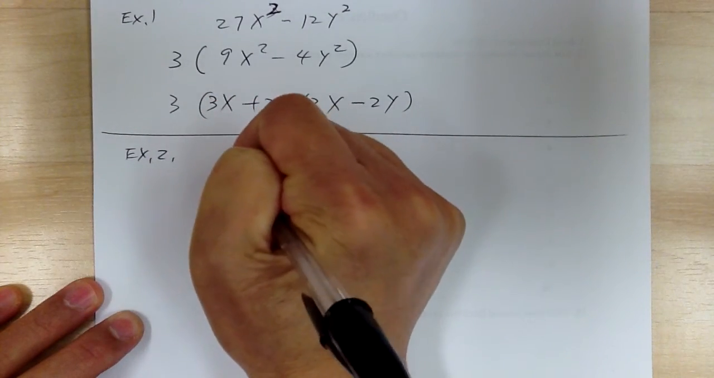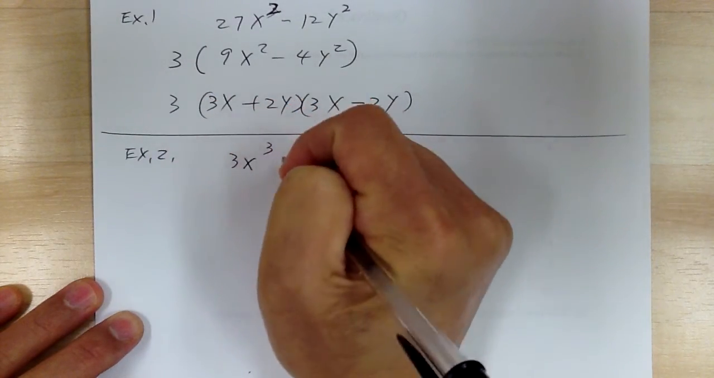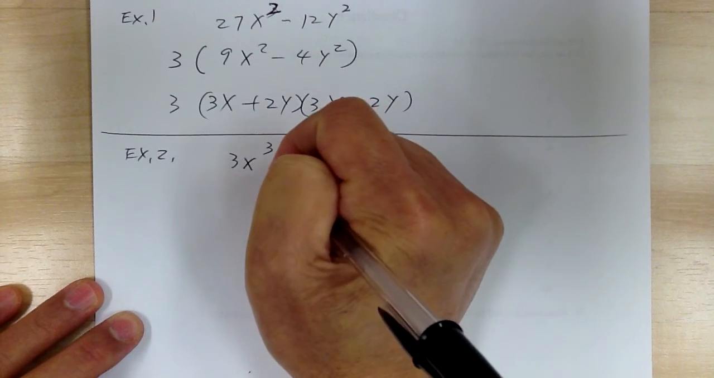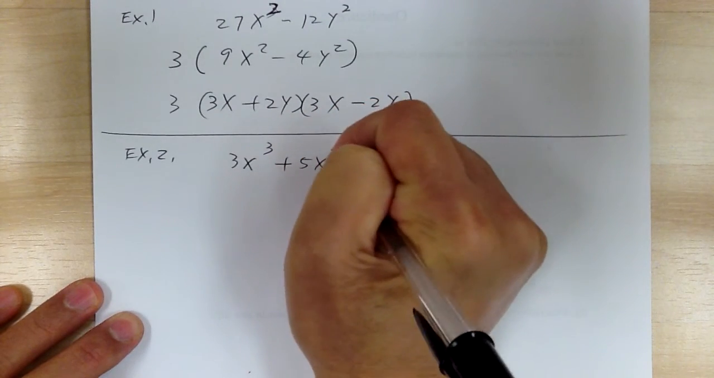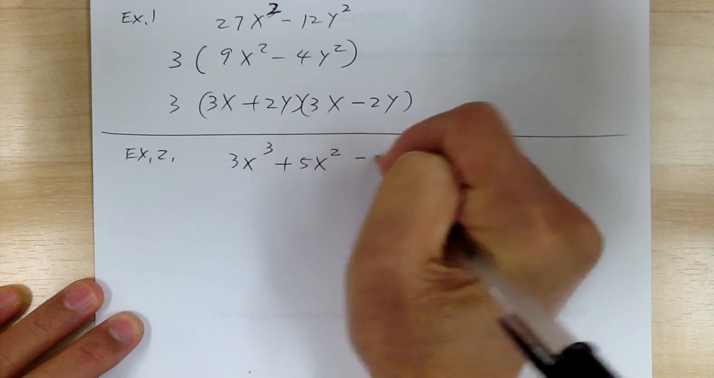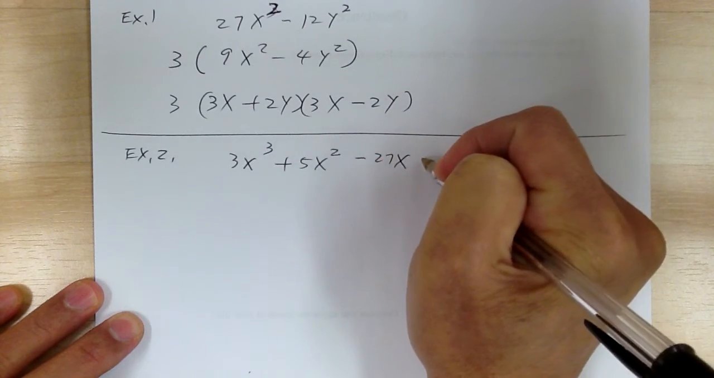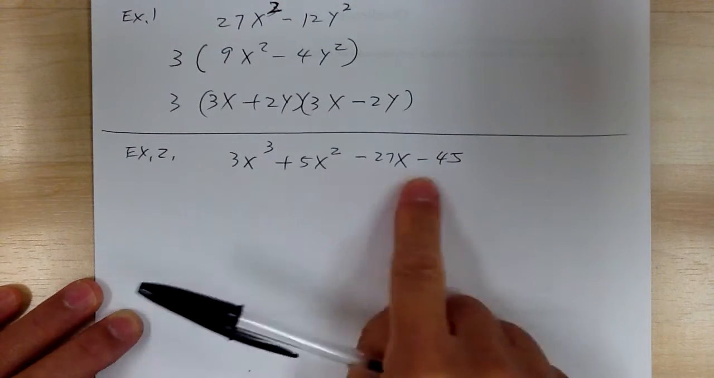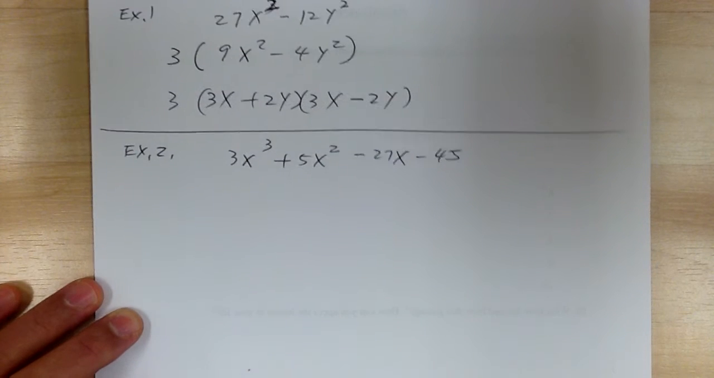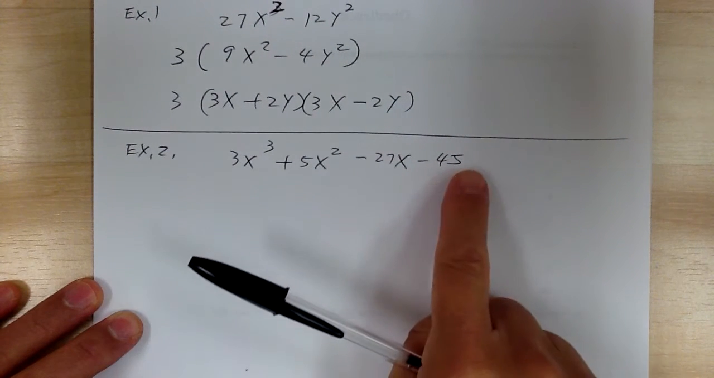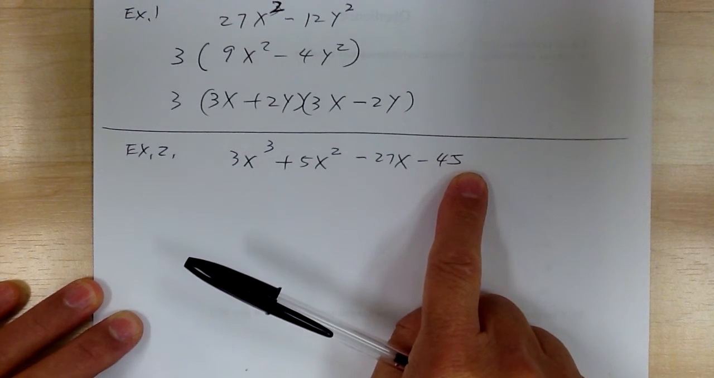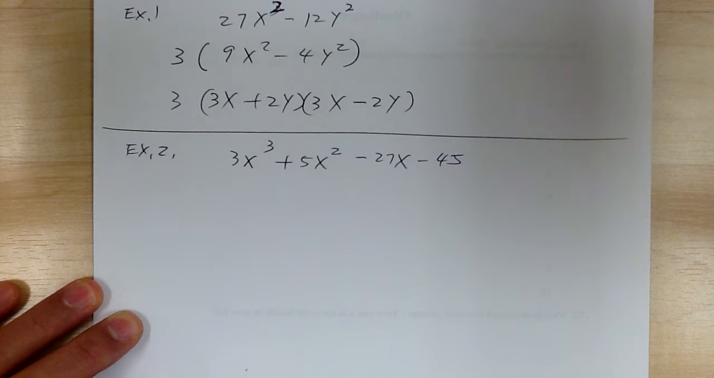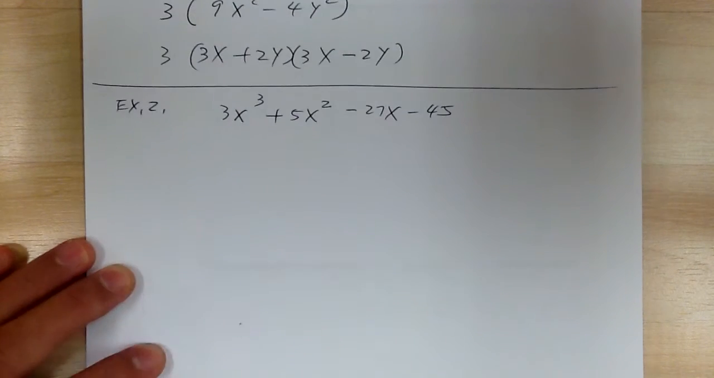Go to example 2. You have 3x cubed. Now make sure you arrange in the correct order first. Plus 5x squared minus 27x minus 45. So step 1, common factor. Check the numbers. Cannot, right? 3 and 5, there's nothing in common. The variable, cannot. This one has no variable. So step 1, cannot. So you go to step 2, special factors. Now when you have 4 terms, that means you have to do the grouping.